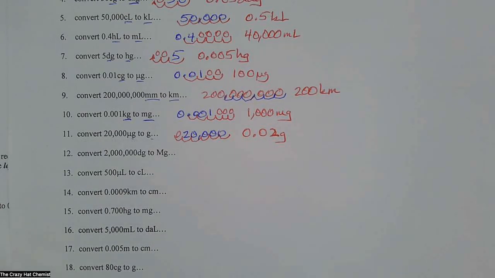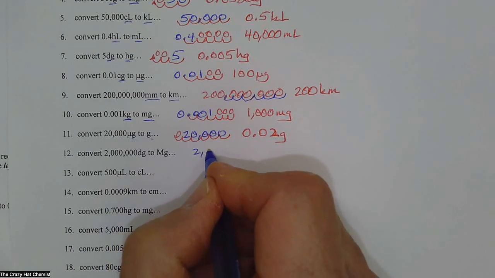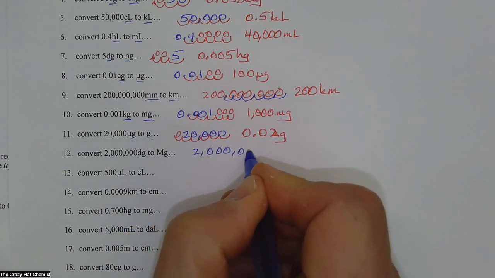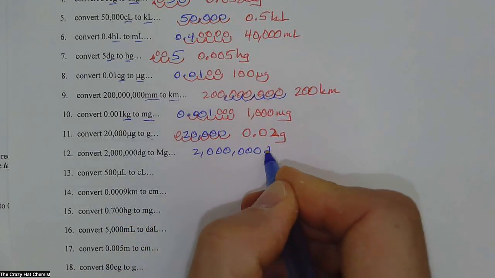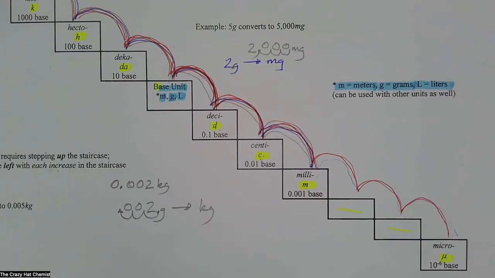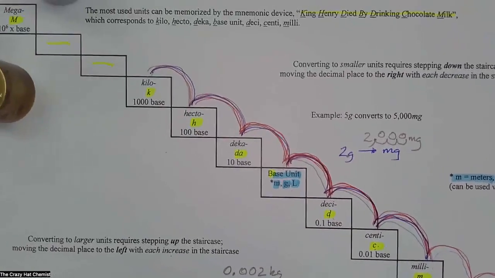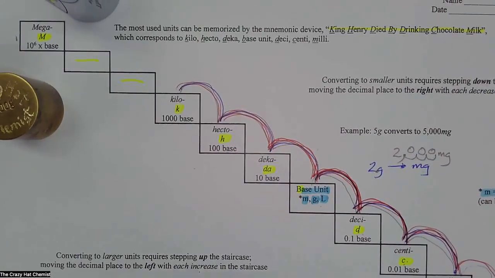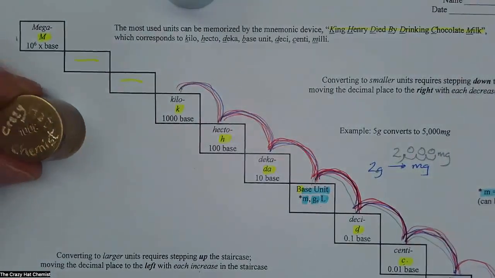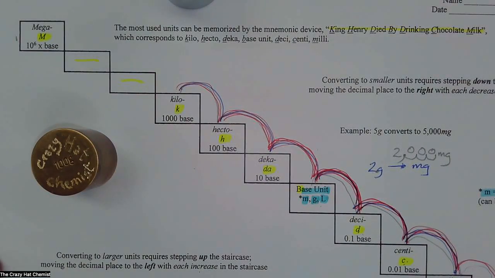0.02 grams. Perfect. 2 million decigrams to megagrams. So deci to mega. We're going to have to slide this all the way over so that you see the top end of this scale.